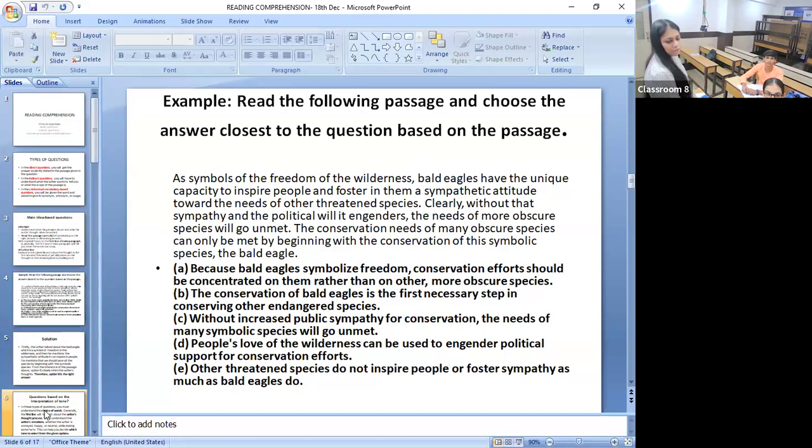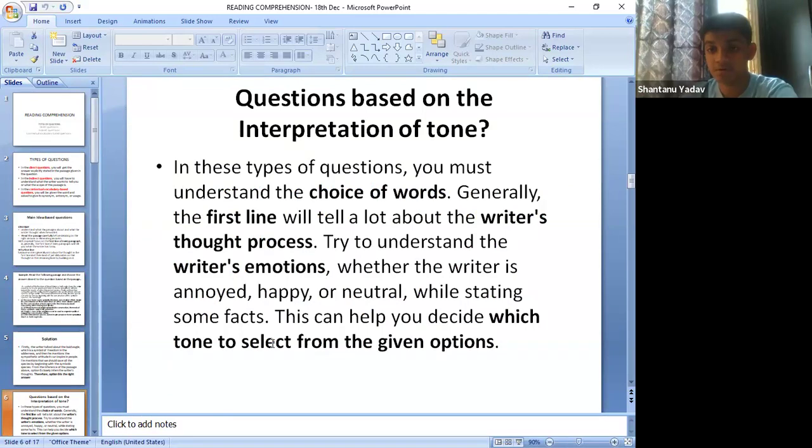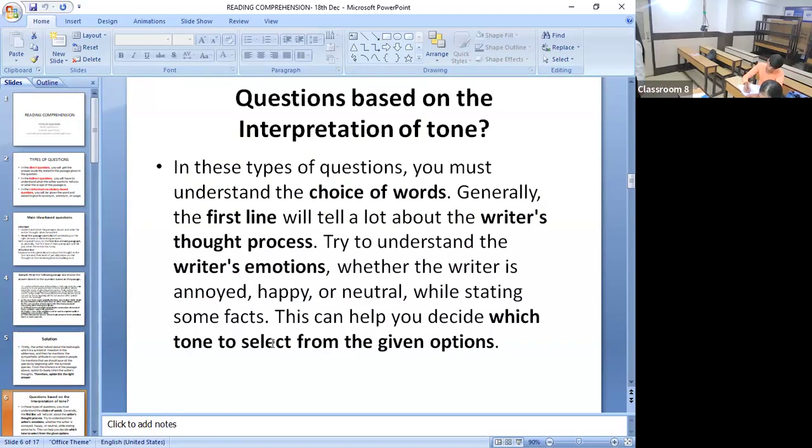So let's just go to the second one. Here, what you have to do is, Shantanu, if you can see this is about the interpretation of the tone. This is not a passage. So in these, you can write down the fourth question. First, you made a chart, right? Where you wrote direct question, indirect question. Yes, ma'am. And you can just add one more. Questions based on interpretation.